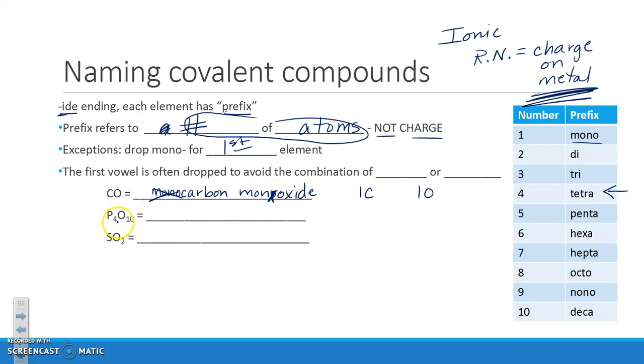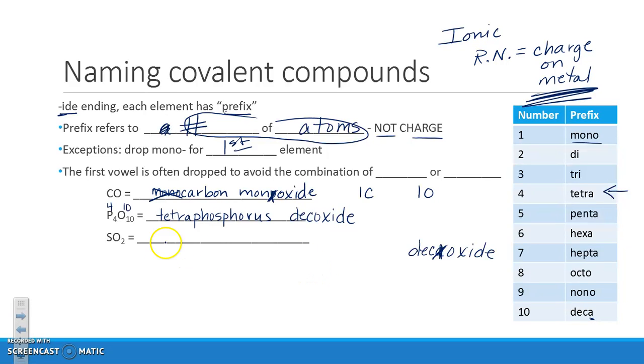Okay, here, P4O10, so we have 4 phosphorus and we have 10 oxygens. Well, 4 would be tetra, and we would write tetraphosphorus, and then 10 is deca, but we don't want to write deca oxide because there's vowel confusion there. So we drop the A and it becomes decoxide.